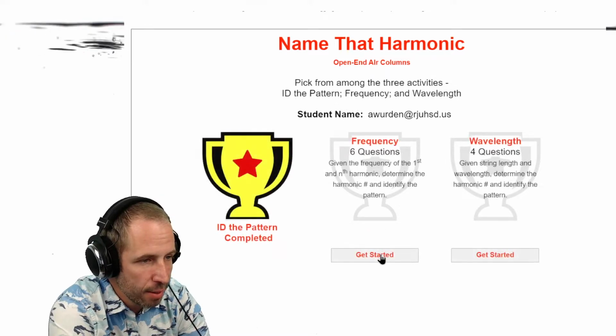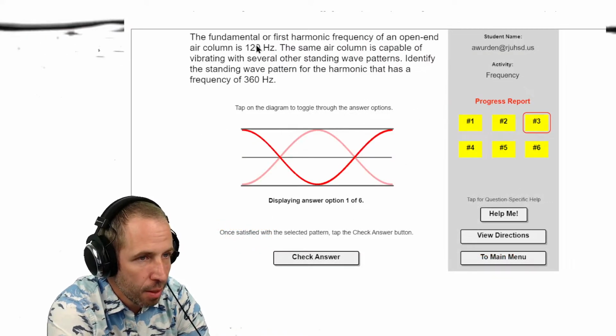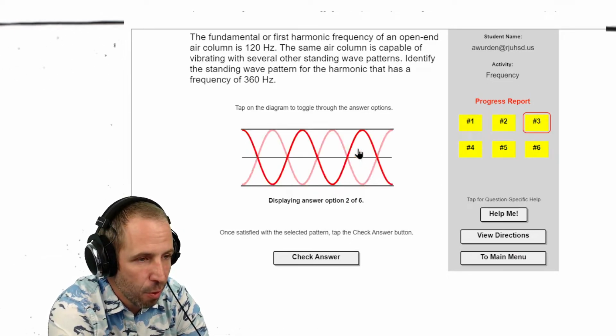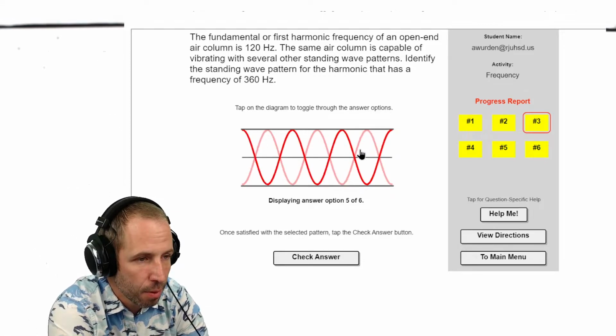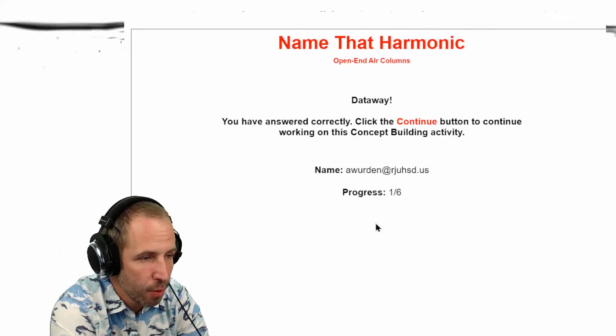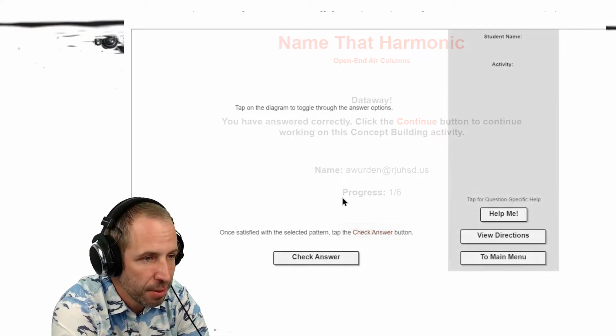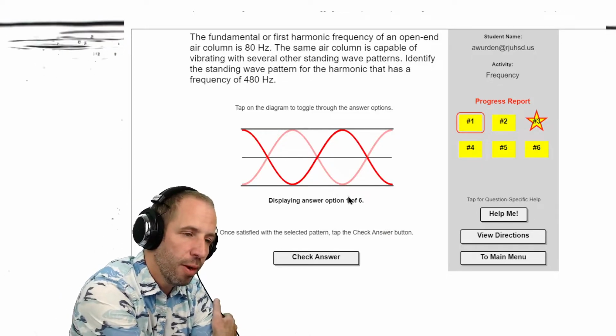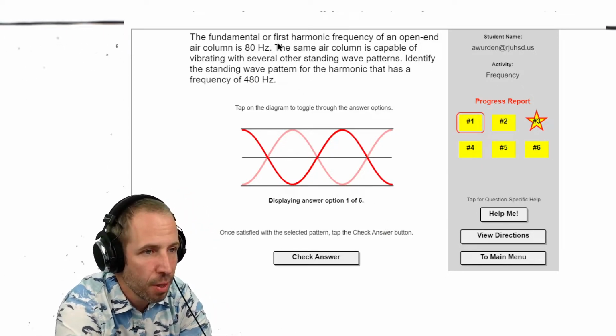The second level is kind of the same. The first harmonic's 120. Which one would get me 360? 1, 2. That would be a 240. 120, 240, 360. We're looking for the third harmonic, a multiple of 3 over the frequency of the fundamental, which will also have 1/3 the wavelength compared to the fundamental.